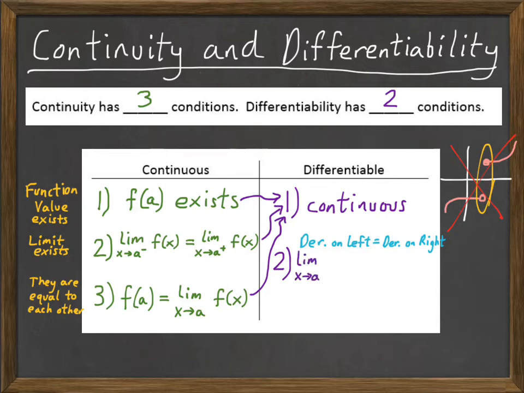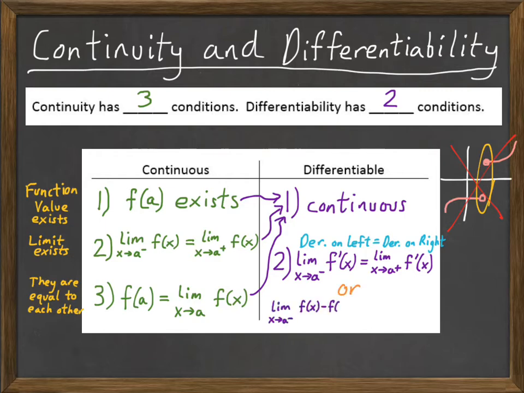Okay, so the derivative on the left would be the limit as x approaches a from the left of the derivative. And the same on the right side, the limit as x approaches a from the right of the derivative. So the derivative on the left would have to be equal to the derivative on the right.